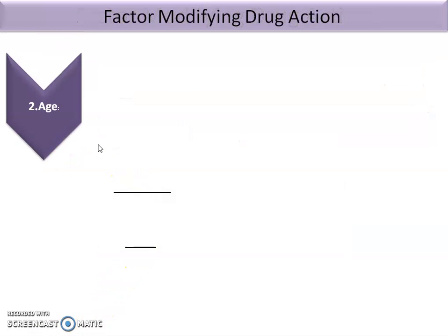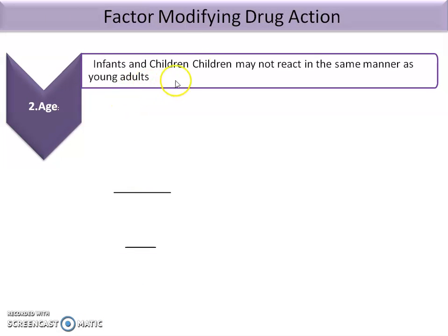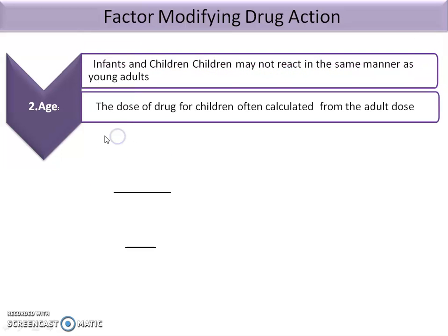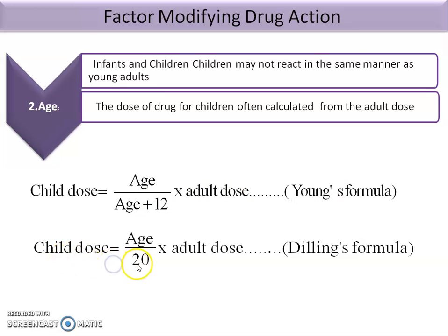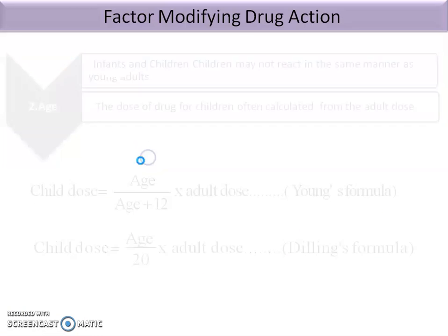The next factor is age. Infants and children may not react in the same manner as adults. The dose of the drug for children is often calculated using various formulas. Child dose is equal to age upon age plus 12 into the adult dose. This is Young's formula. Another formula: child dose is equal to age upon 20 into adult dose. It is known as Dilling's formula. By using different kinds of formulas, we can calculate the drug dose.